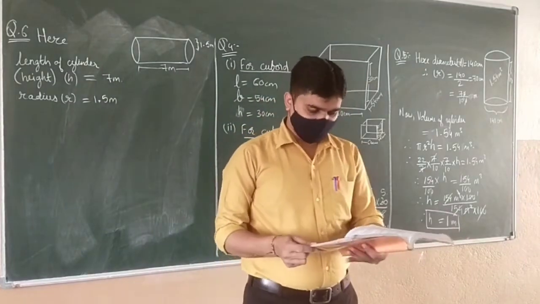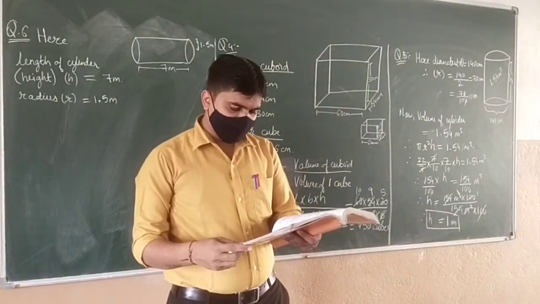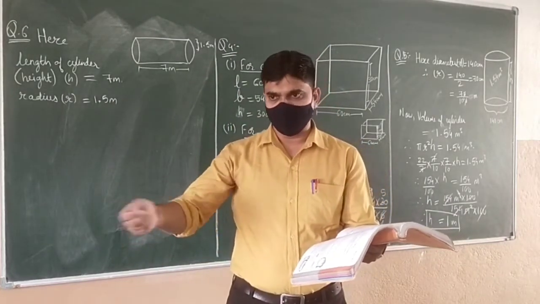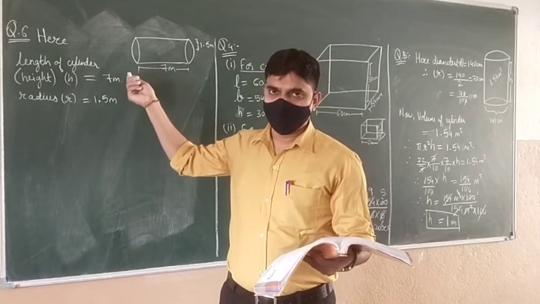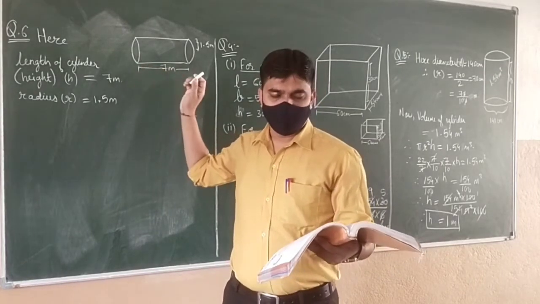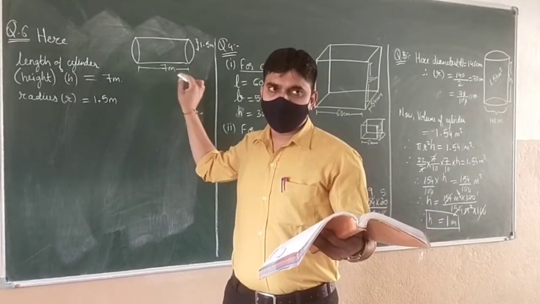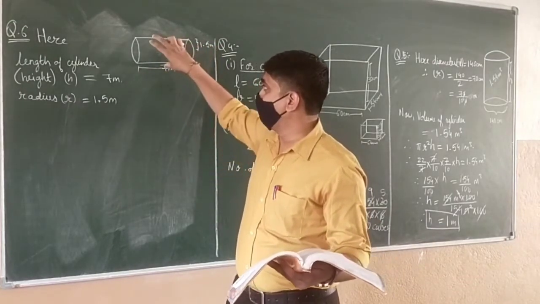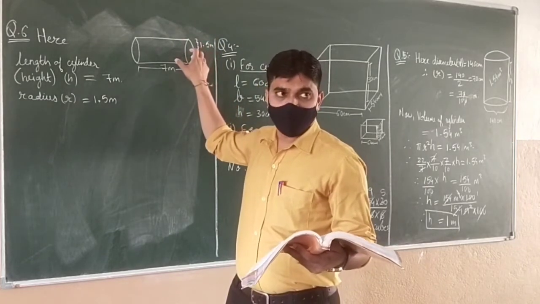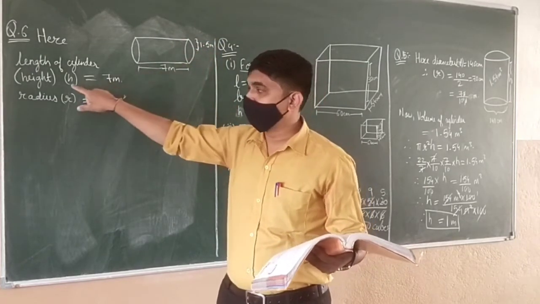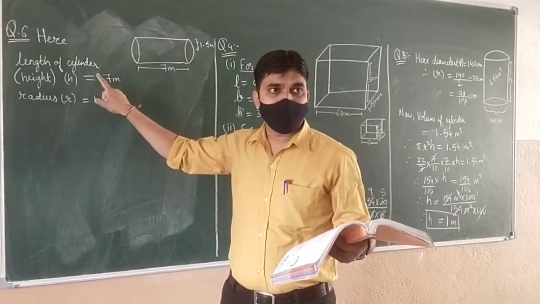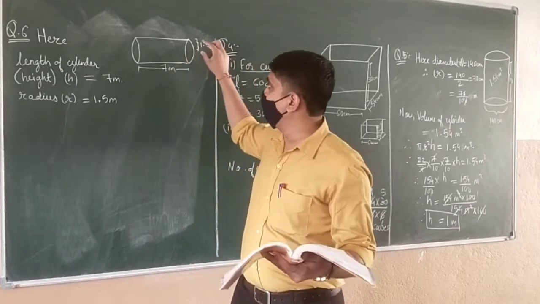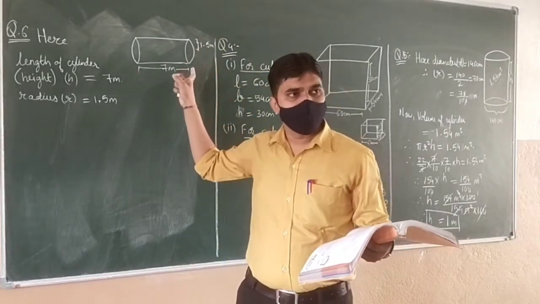Okay, question number 6. A milk tank is in the form of a cylinder. You can see beside your book, on the page, it is somewhat like this. It is placed on a truck. Now the tank is in the shape of a cylinder. If I place it upside down, what will the length become? Definitely height. So the length is nothing but the height of the cylinder. That is 7 meter. And radius is given as 1.5 meter.